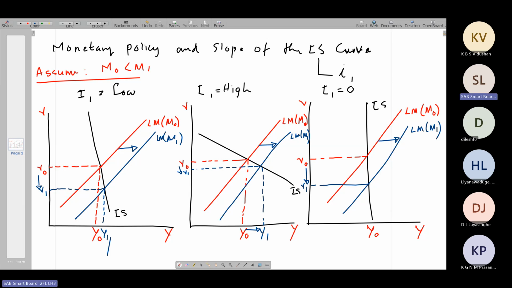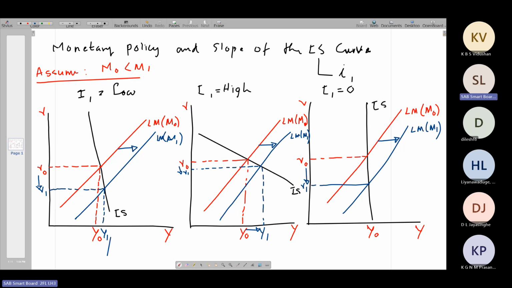You have to draw equal size graphs and see the impact. Now you can see which policy is most effective, and under what circumstances. Here we look at monetary policy and the slope of the IS curve. We implement an expansion in the money supply, the money stock increasing from M0 to M1. The slope of the IS curve depends on the interest elasticity of investment, so we take three cases: I1 low, I1 high, and I1 zero.